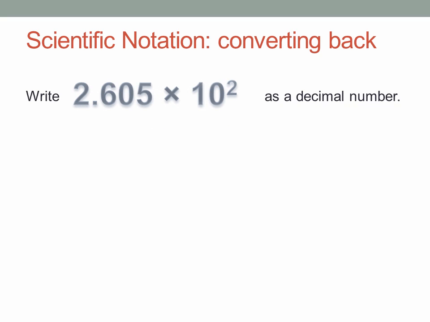Last example, a tricky one. 2.605 times 10 to the power of 2. Well, 10 to the power of 2 is 100, so write the first digit as 200. Then fill in the other digits, carefully adding a decimal point in the right place. 260.5.